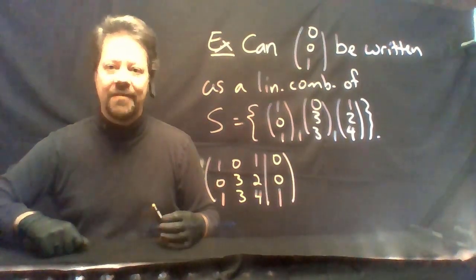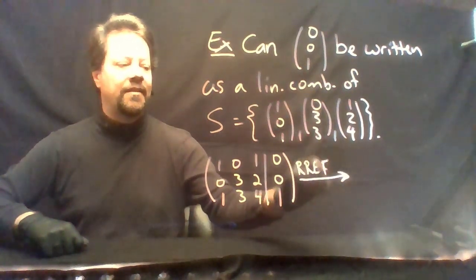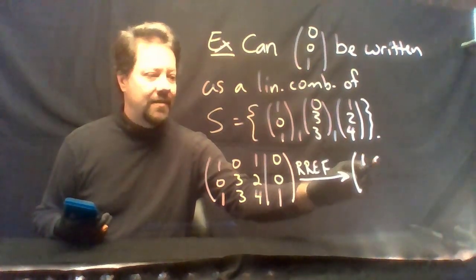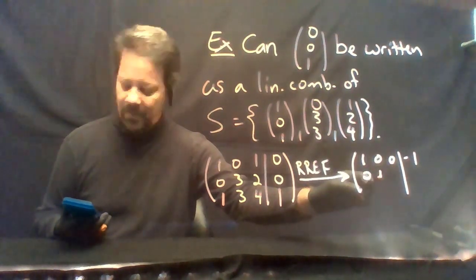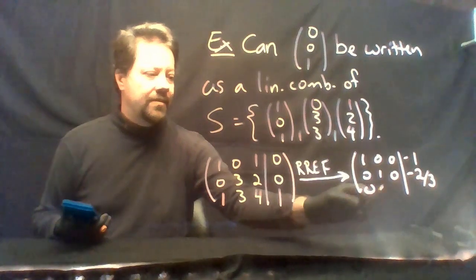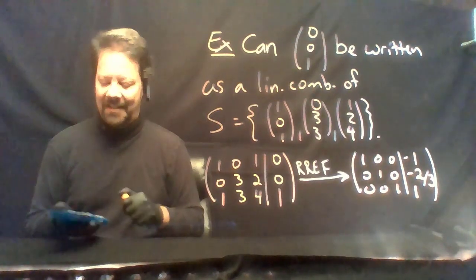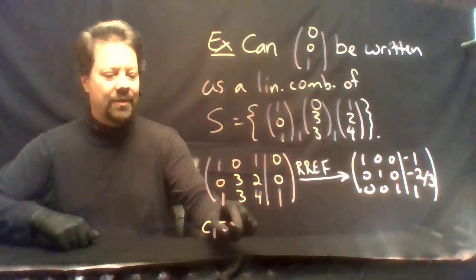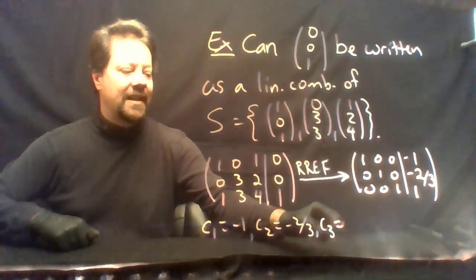And perform a sequence of elementary row operations to obtain the reduced row echelon form. My calculator gives me 1, 0, 0, minus 1. 0, 1, 0, minus 2/3. 0, 0, 1, 1. We can see now exactly how to perform the linear combination. The constants are going to be C1 equals -1, C2 equals minus 2/3, and C3 equals 1.